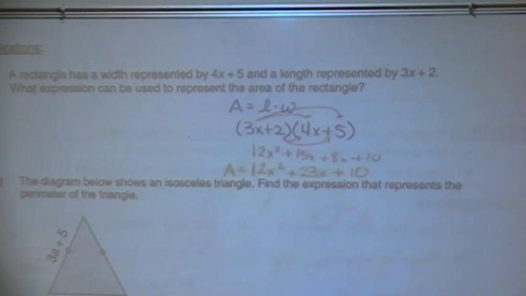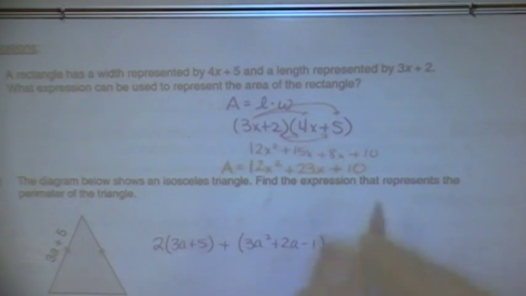Last one. Diagram shows an isosceles triangle. What does that mean? These two are the same. These two are the same, the legs are the same. So I have two of those, and they're asking me to find the expression that represents perimeter, which is just all the way around. Instead of adding them all up, I have two of these, so I'm going to write it as 2 times 3a plus 5, and then add to that the base, which is 3a squared plus 2a minus 1. And that should give me the perimeter.